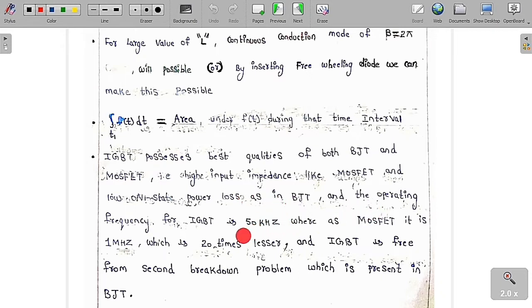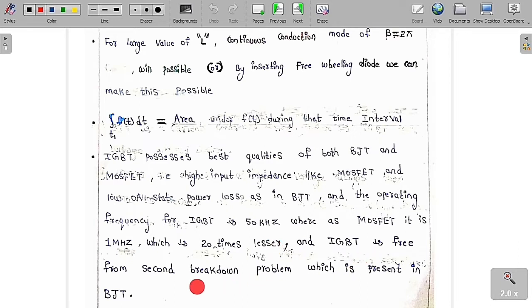The operating frequency of IGBT is 50 kHz, whereas for the MOSFET it is 1 MHz. So the operating frequency of the IGBT is less than that of the MOSFET. If you compare BJT, IGBT and MOSFET, the operating frequency of BJT is less than that of the IGBT, which is less than that of the MOSFET. The MOSFET's 1 MHz is 20 times the IGBT's 50 kHz, so the IGBT frequency is 20 times lower than the MOSFET.